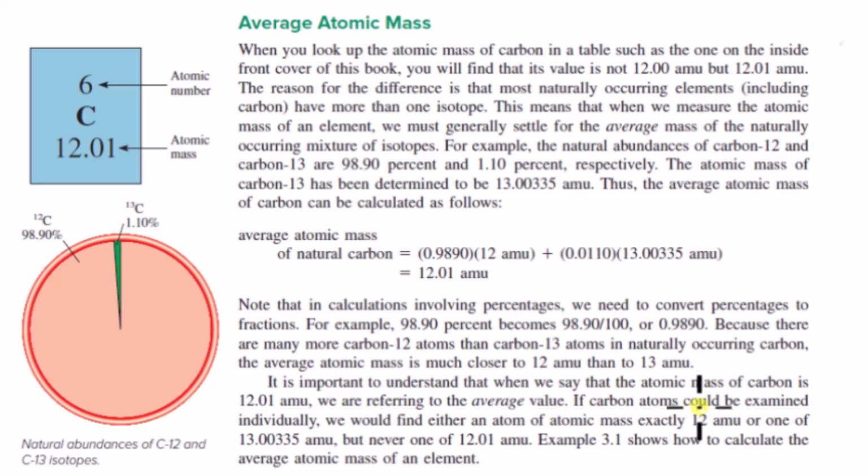If carbon atoms could be examined individually, we would find either an atom of atomic mass exactly 12 AMU or one of 13.00335 AMU, but never one of 12.01 AMU. So, if you're looking at any naturally occurring elemental form of a substance, and you separated out the isotopes, their masses are not going to be equal to the average atomic weight, right? But they're also not necessarily, most of the time, going to be perfect integer values either, except here you're dealing with carbon-12, and that's the definition of the AMU.